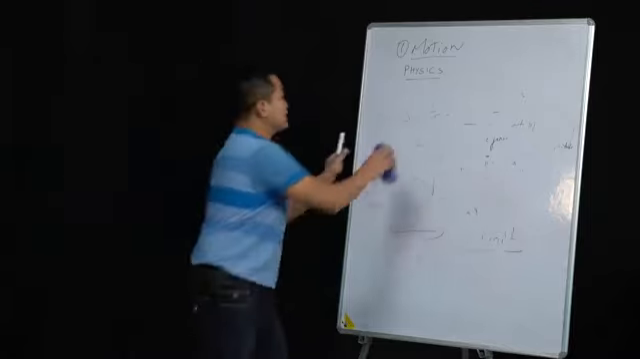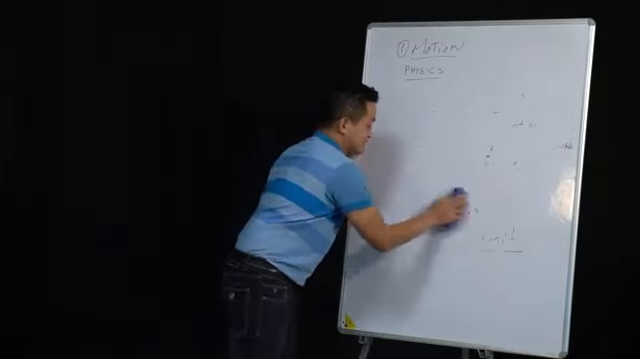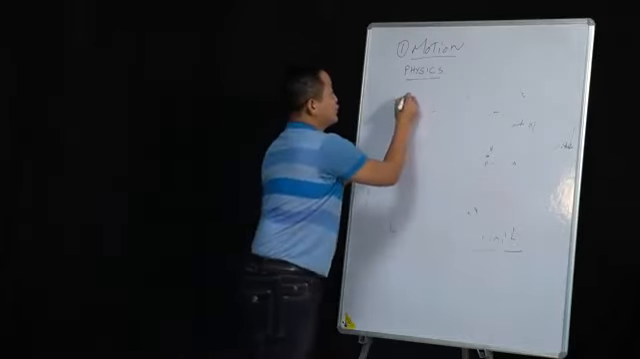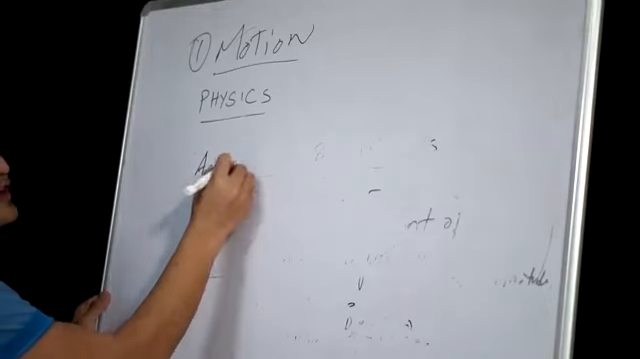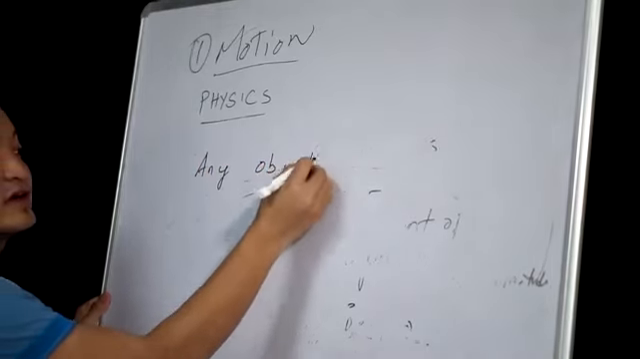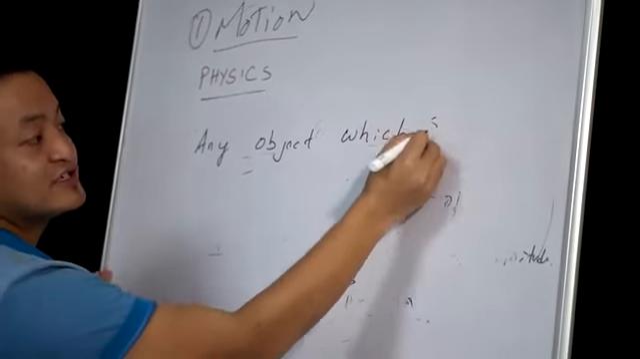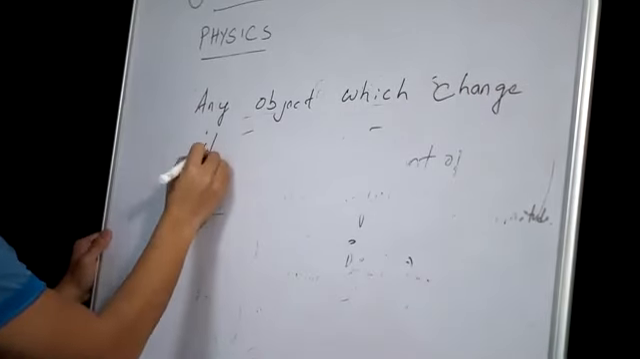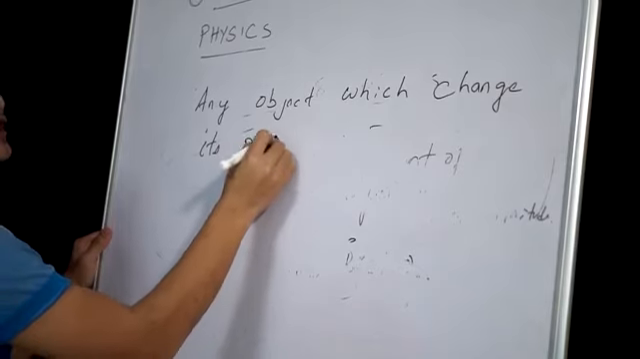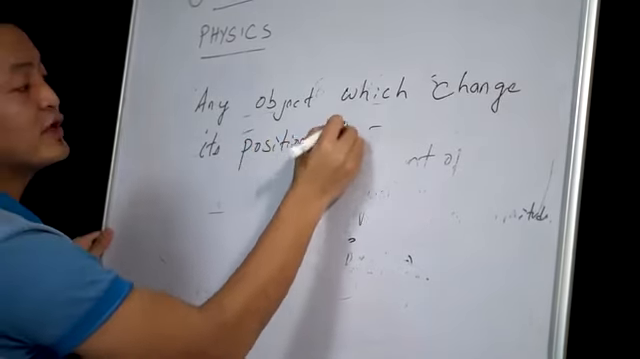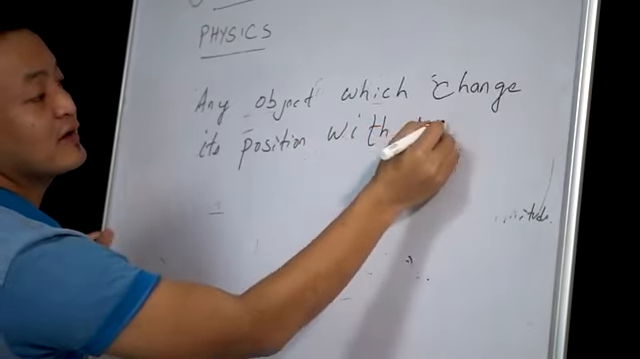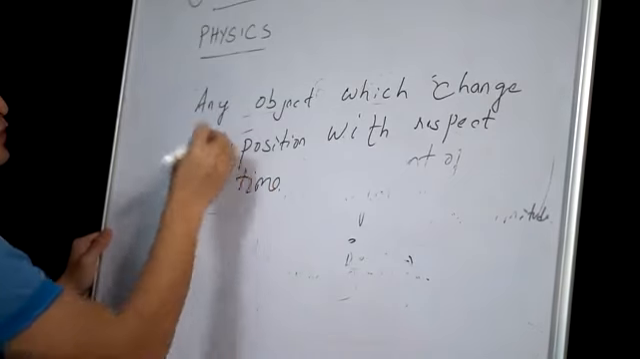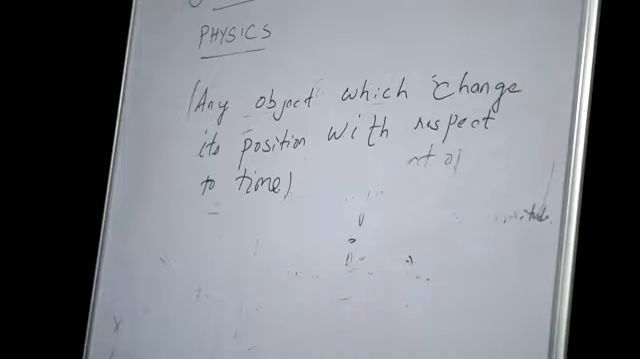Clear? So I will write the definition here to make it very clear. Since we have already started with the main points for this chapter, motion is any object which changes its position with respect to time. So this is the definition of motion.